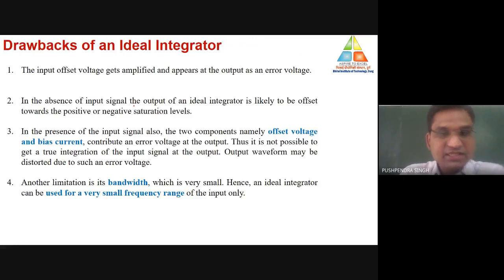Now let us discuss the drawbacks of ideal integrators. What is the advantage of this? The advantage is that we get the true integration. At the starting we have discussed that.